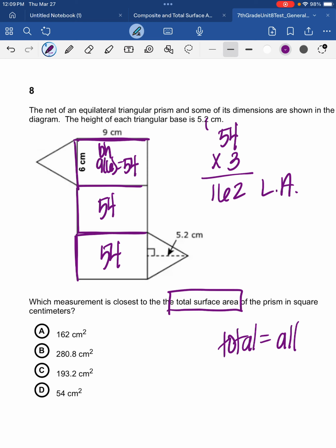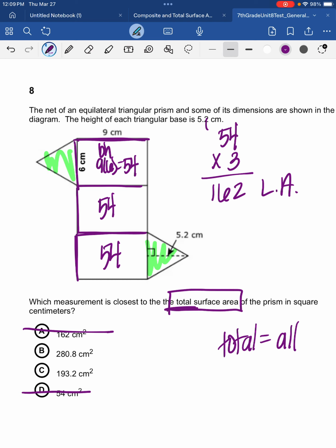So be careful, they don't want lateral, they want total. So go ahead and mark out A because that's the lateral, don't let them trick you. Also, using test taking strategies, if your lateral is 162 and we want the total, which means we're going to have to include our triangles, it has to be larger than 162. So if you look at your answer choices, 54 is not larger. So now you're down to 2 choices.